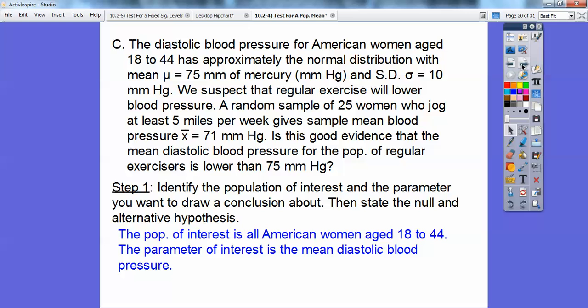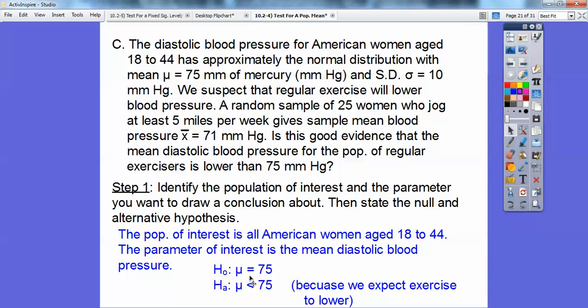So the population of interest is all American women aged 18 to 44, and the parameter is the mean diastolic blood pressure. That's what we're looking for. My null hypothesis is that there's no change, that the population mean equals 75, okay? And my alternative hypothesis is that it's less than 75 because we expect that exercise is going to lower that, all right? And 71 is lower, so we're going to test that out right here.